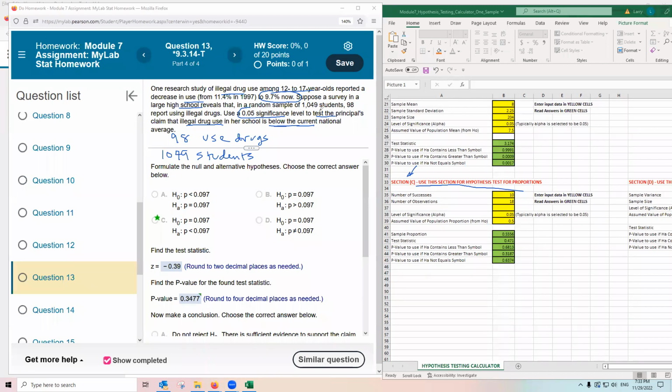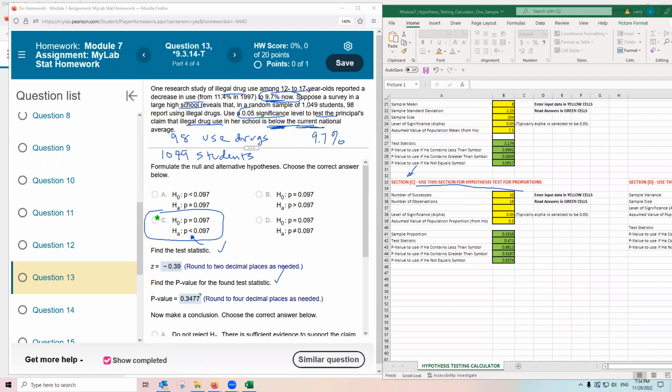Well, I know we're using 9.7% as the comparison, right? Because the principal wants to compare drug use in her school to the current national average, which is 9.7%. And her claim is that it's below or less than. Well, that leads me to this answer, because below the current average is a less than symbol. So that means I want to use a less than here in the alternative. All right, let's go and find the test statistic and the p-value, then we can come to a decision.